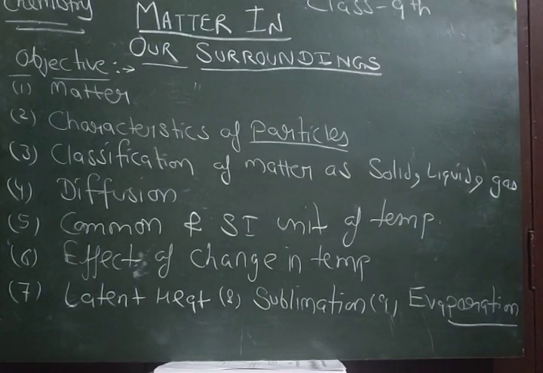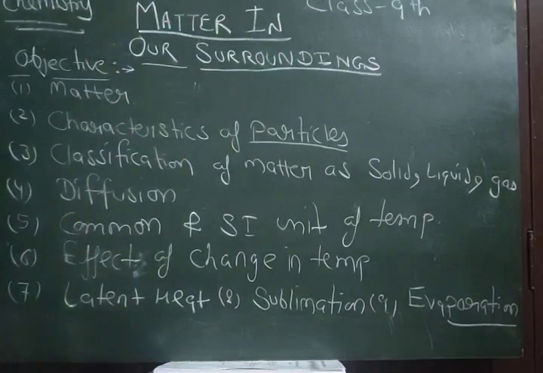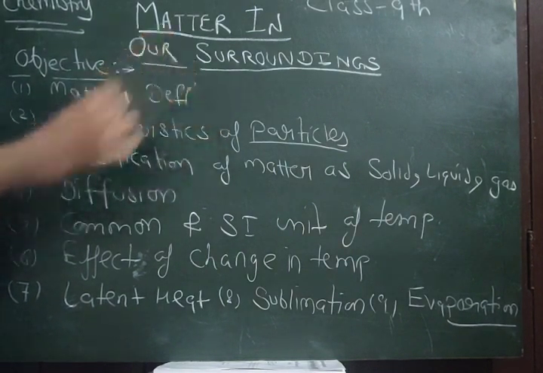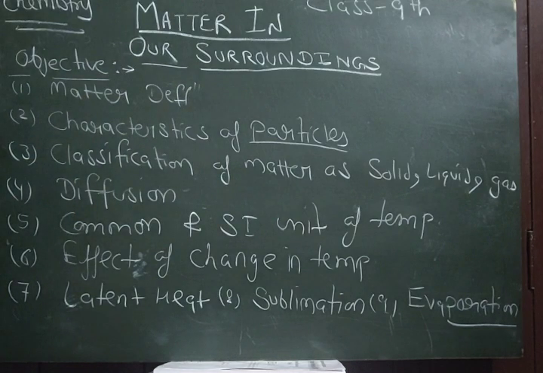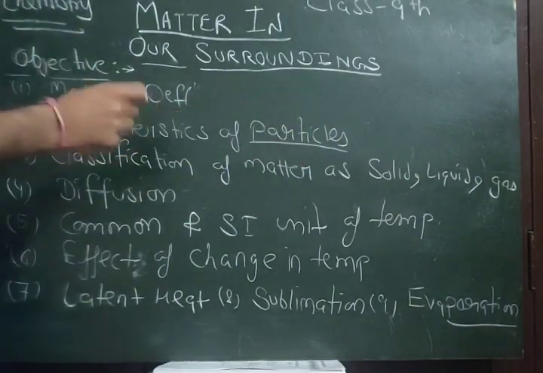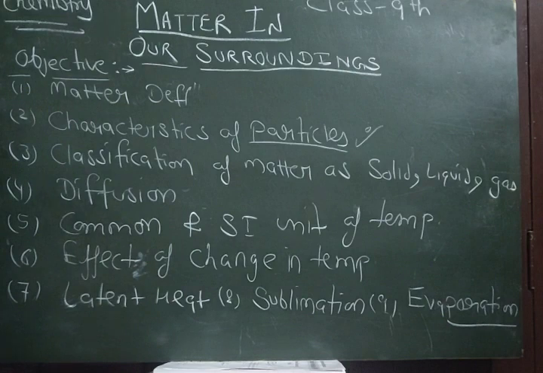Hello friends, today we will discuss the matter in our surroundings, which is the first chapter of chemistry of class 9th. The objectives of this lesson are matter. We will discuss the definition of matter and examples of matter, and the characteristics of the particles, which is very important. Many things depend upon this particular topic.